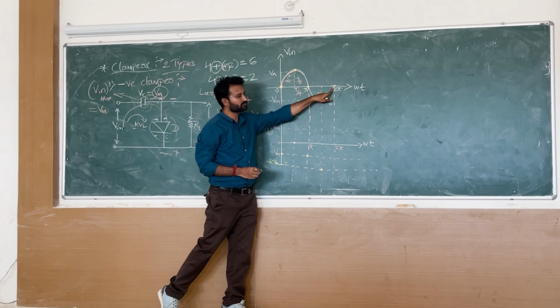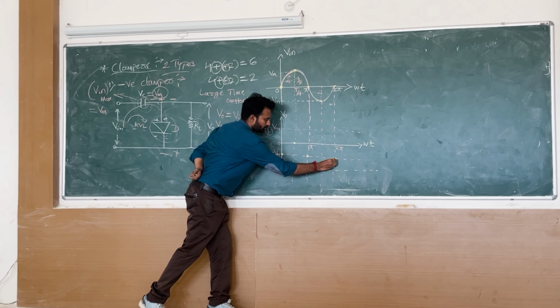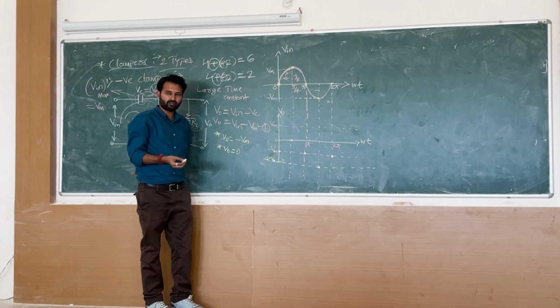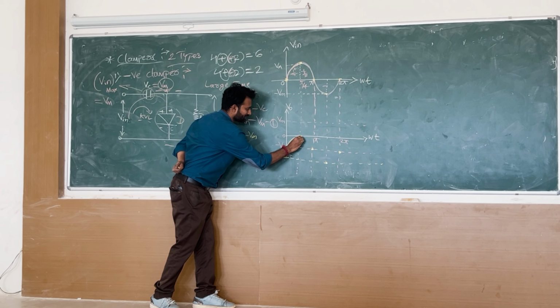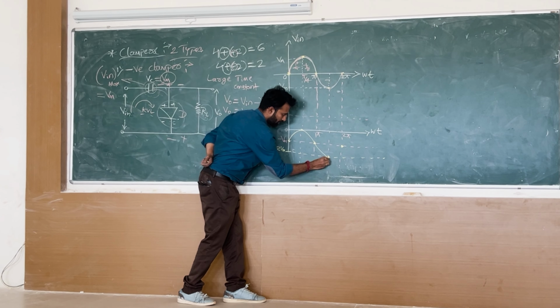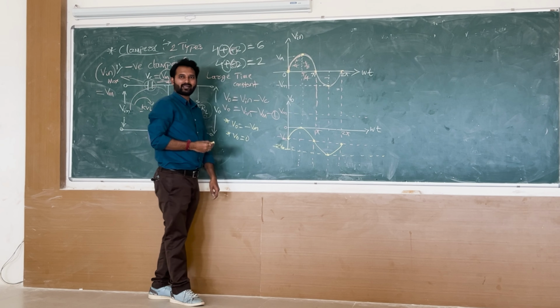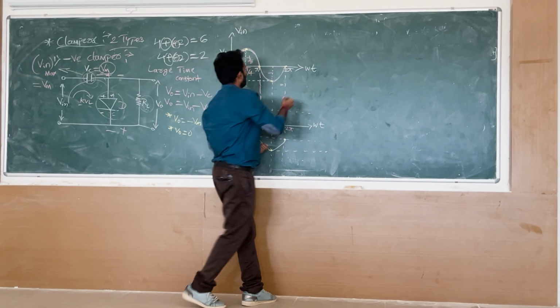Again my input becomes 0. What is your output? Minus. Put a dot here. Now what you need to do? You need to join those dots like this. Don't draw a triangular waveform, draw a sinusoidal one. Understandable? So focus here.